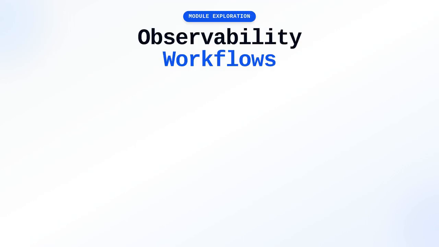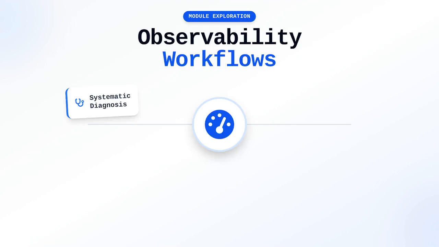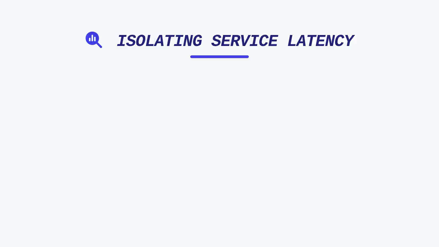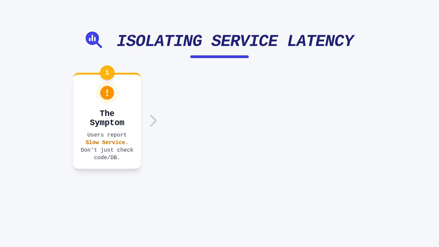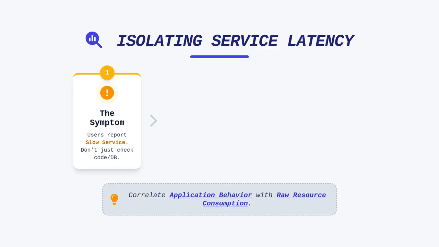Welcome back to our exploration of observability workflows. Today, we focus on the systematic process of diagnosing latency bottlenecks to maintain high-performance services. When users report that a service is slow, the immediate reaction is often to check the application code or the database. But latency is generally a symptom of a deeper structural or environmental constraint. To effectively isolate these issues, you must adopt a top-down approach that correlates application-level behavior with raw infrastructure resource consumption.